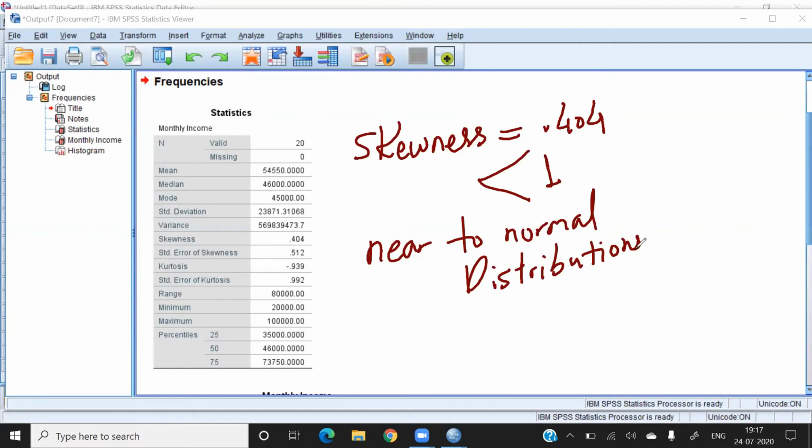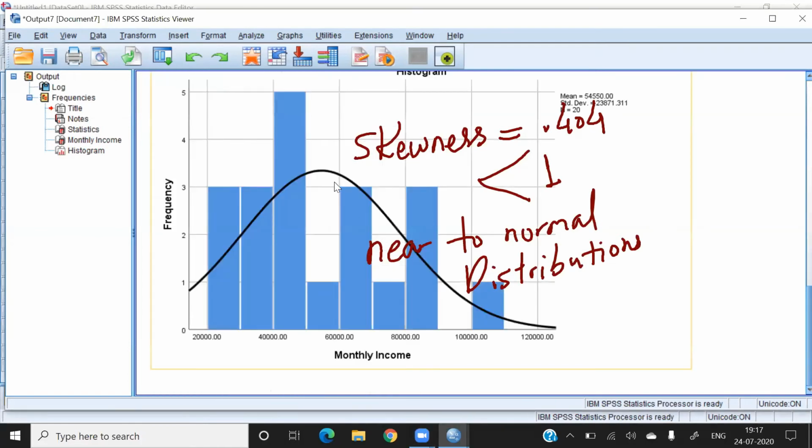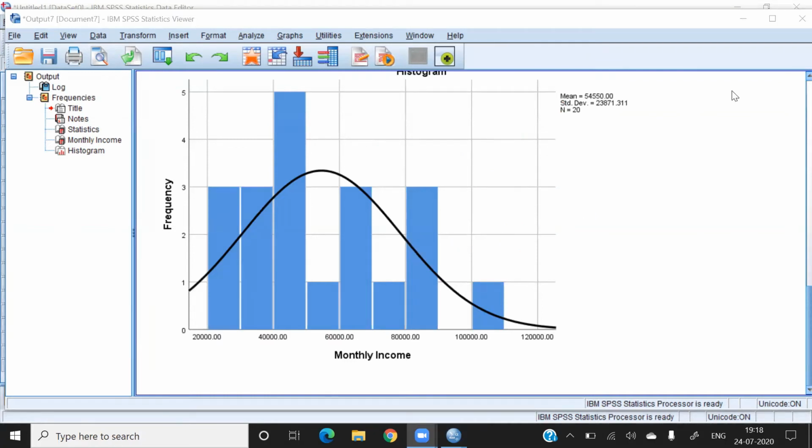So let's see the output and graph. If you plot the graph, you can see that it is something near to the normal distribution, and we can take this variable for further analysis. Okay, so now let's clear it and focus on the kurtosis part.